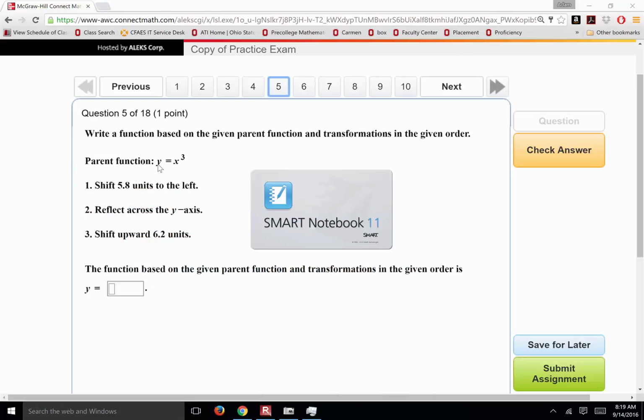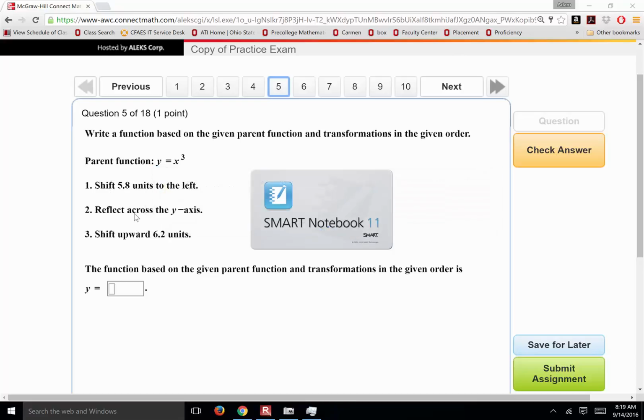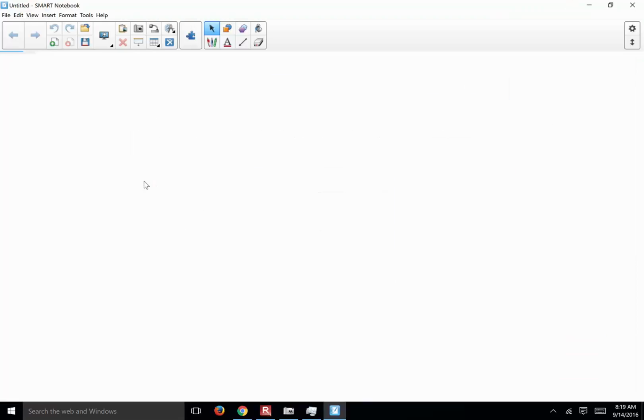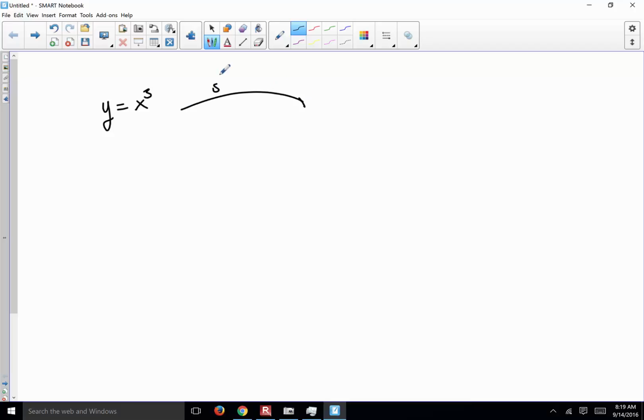Okay, we start with y equals x cubed, and we transform it according to this recipe, these directions. First thing we do is shift this graph 5.8 units to the left. And what is the new equation? Every time you make a transformation, the equation will change. You need to take that y equals x cubed, and it's shift left.